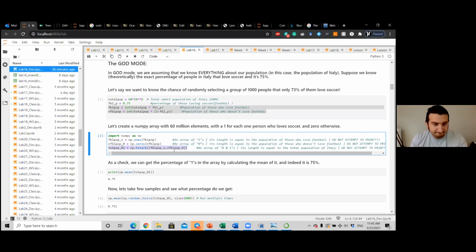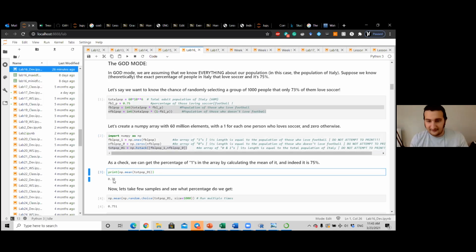Are we good? Okay. As a check, we can get the percentage of ones in the array by calculating the mean of it. And indeed, it is 75%. So you have 60 million numbers, 75% of them are ones, the others are zero. If I calculate the mean, I will get 75%. Is that clear? As water or as mud? As water. Better. Okay, cool.